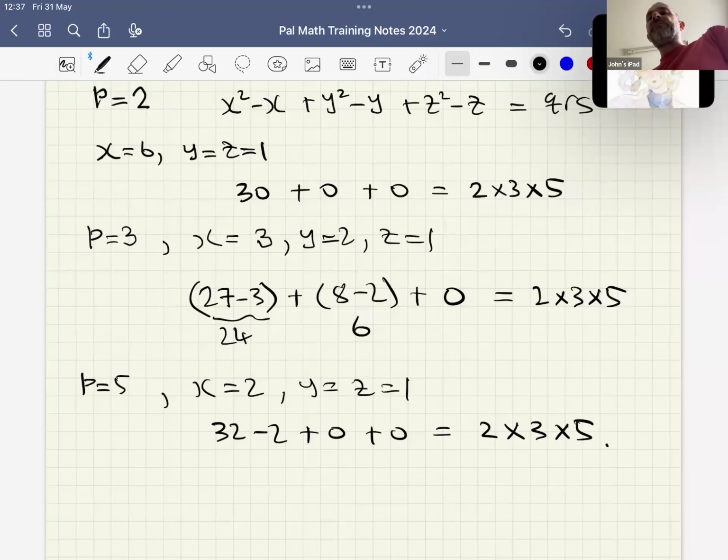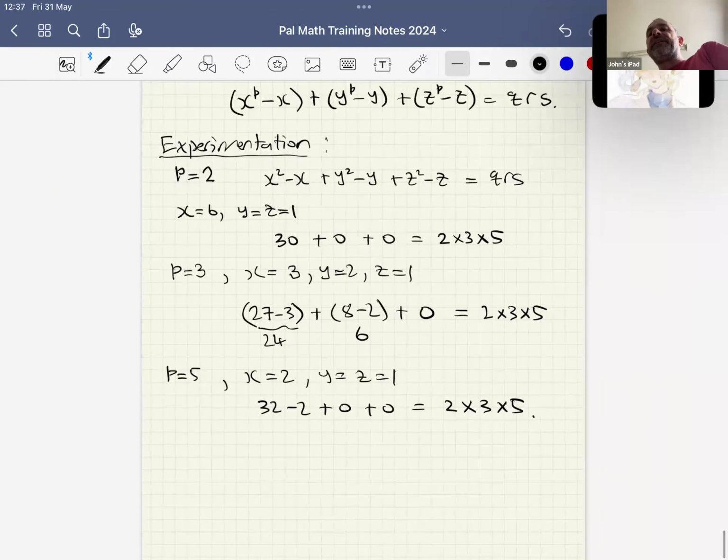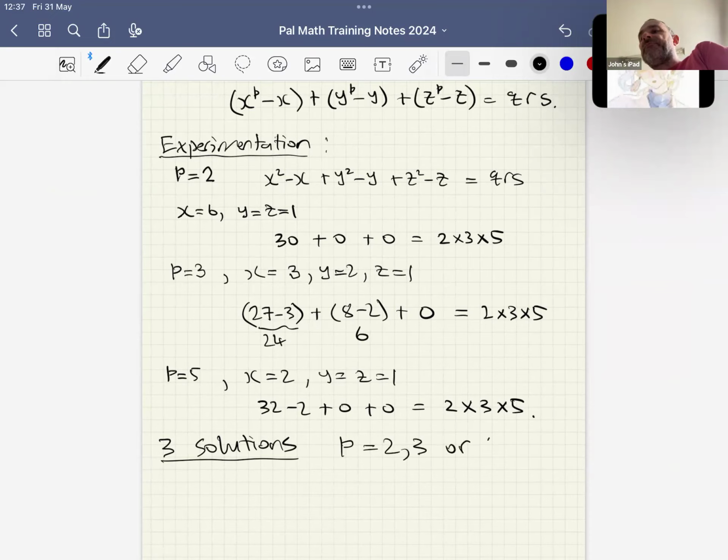Okay, so with a bit of experimentation, you can find 3 solutions. So remember, the focus is on which primes. The primes in question are p equals 2, 3, or 5, where you can find x, y, and z. So at this point, maybe you do a bit more experimentation. You don't find any results for p equals 7, and you wonder what's going on. So what's going on is the following.